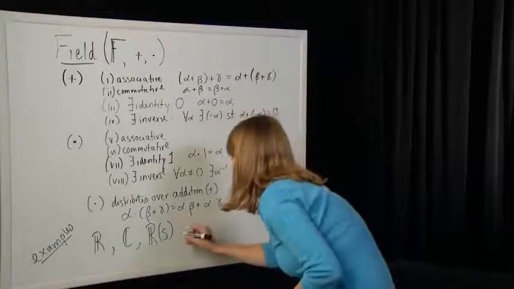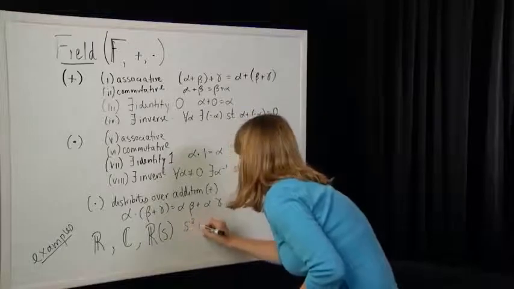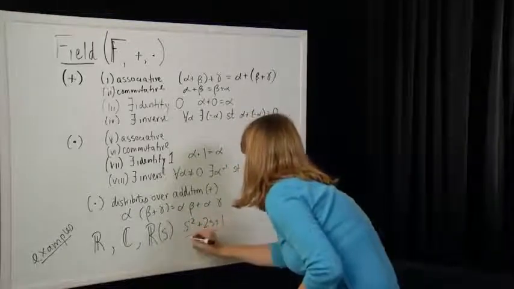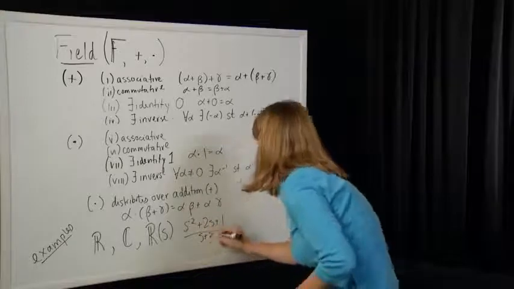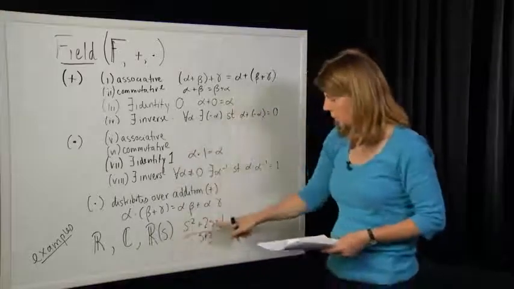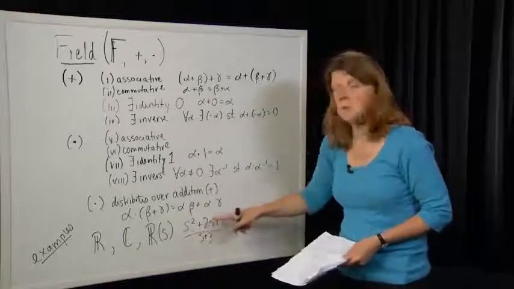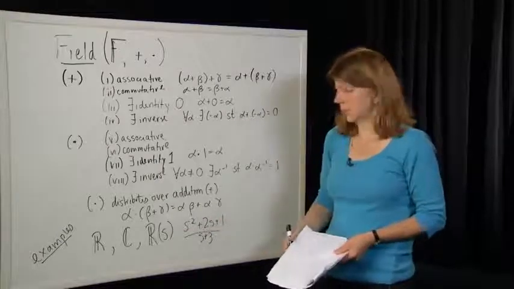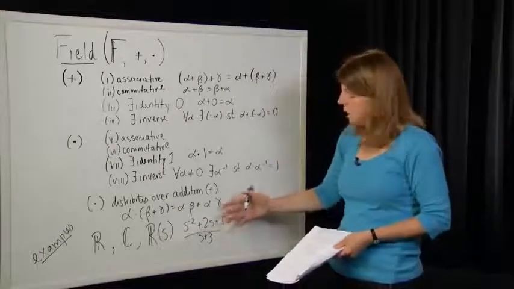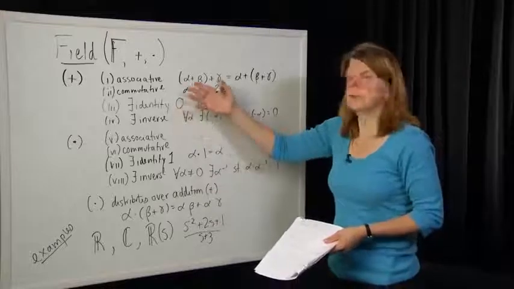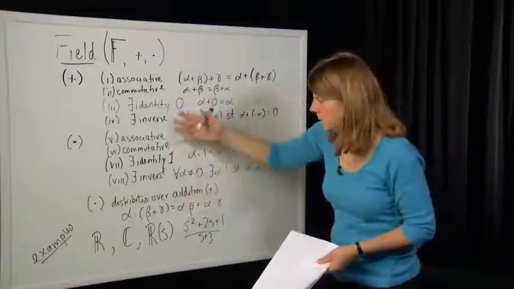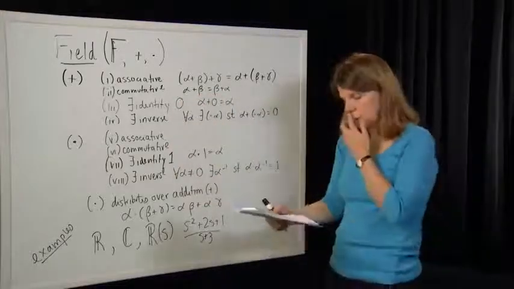So things like s squared plus 2s plus 1 over s plus 3. That's a rational function. Its coefficients are real numbers. And the set of all rational functions whose coefficients are real numbers represents a field. And so we define, for example, the identity element, all of these identities and inverses for those sets of functions.